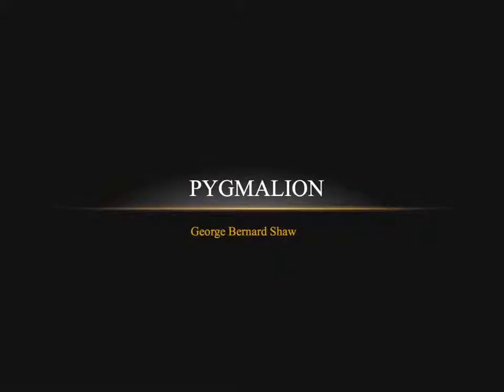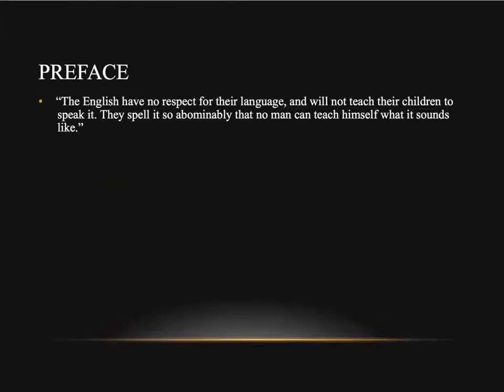Okay, so we're going to have a look at Pygmalion, which was written by George Bernard Shaw, and for this presentation I'm going to be telling you a little bit about George Bernard Shaw and the historical context whereby he wrote this play. Right, let's start with the first slide that I have here. You'll see in the preface, this is a small bit that George Bernard Shaw himself wrote in his preface to the play, which I think will give you an idea already of what the play itself is about.